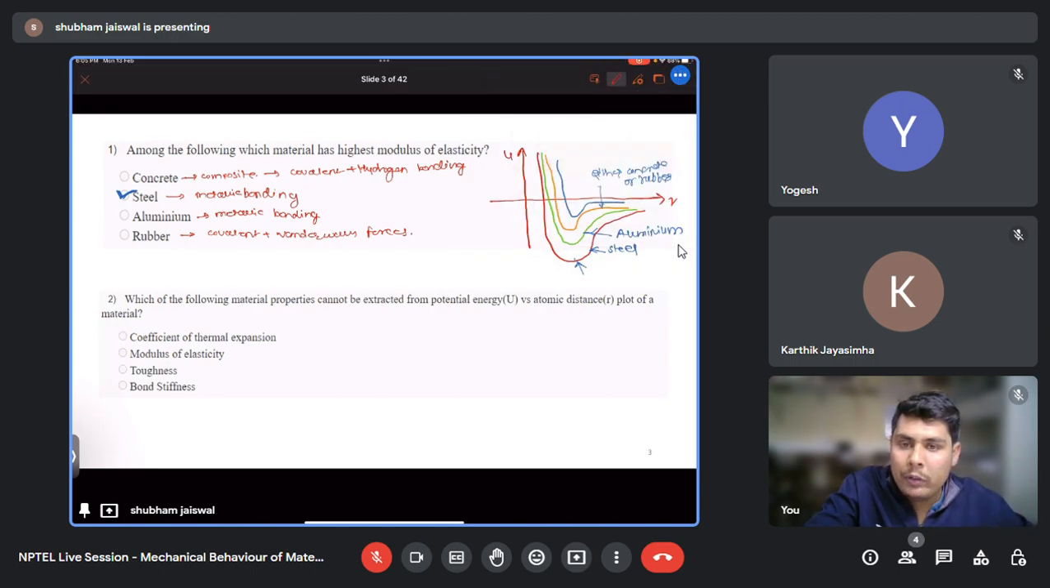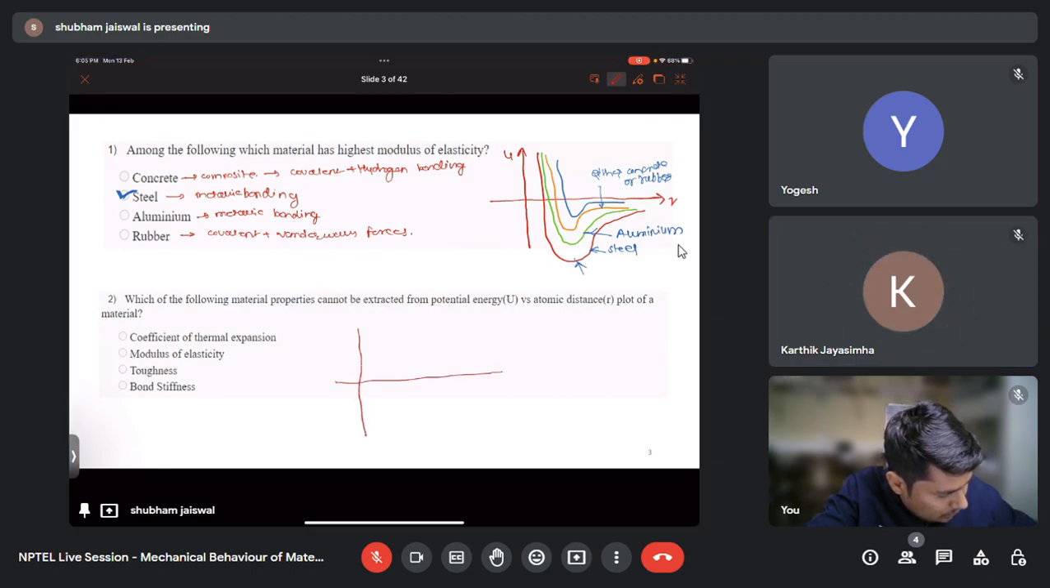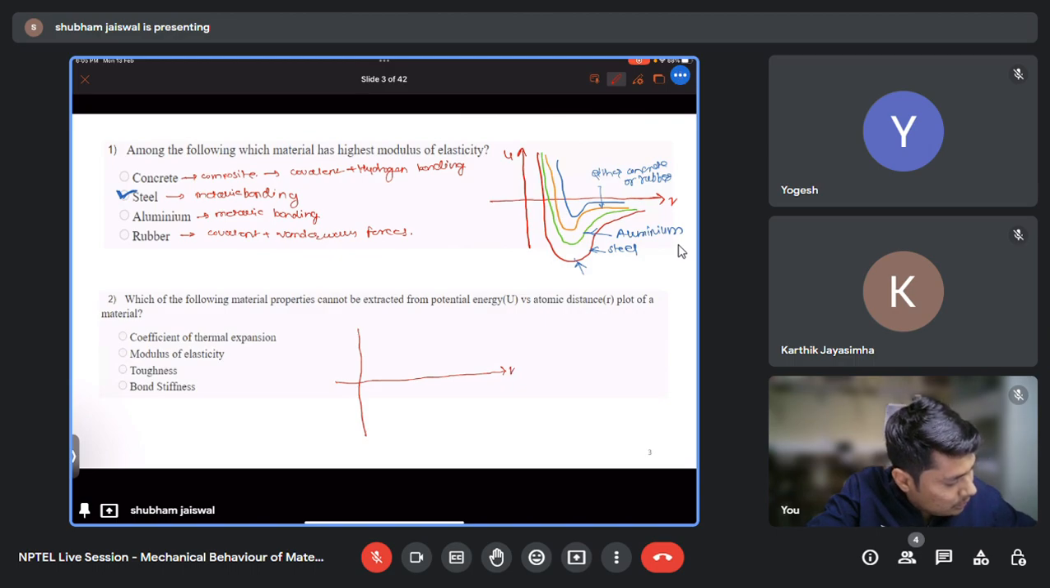Now moving towards our second question. Which of the following material properties cannot be extracted from the potential energy versus atomic distance plot of a material? Coefficient of thermal expansion, modulus of elasticity, toughness, bond stiffness. Can anyone answer this? Toughness. Yeah, you are right.